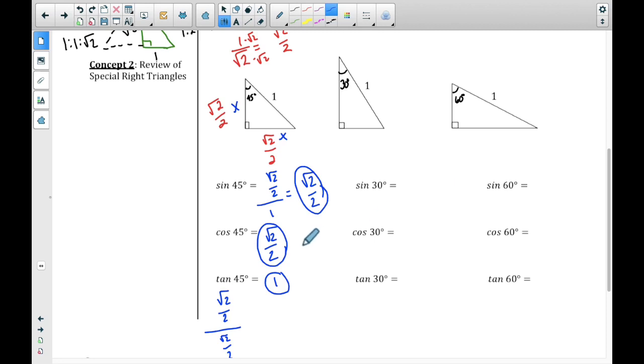The reason we're doing these is we're going to put these onto our unit circle. And so these are going to be important numbers to remember in that unit circle. We're trying to put all the pieces of that unit circle together.